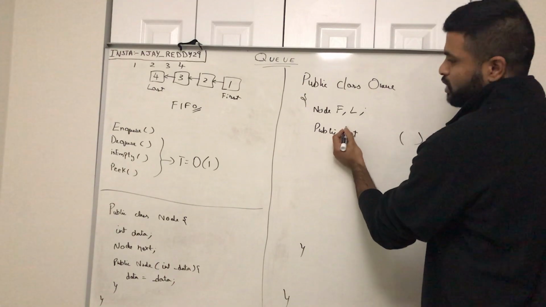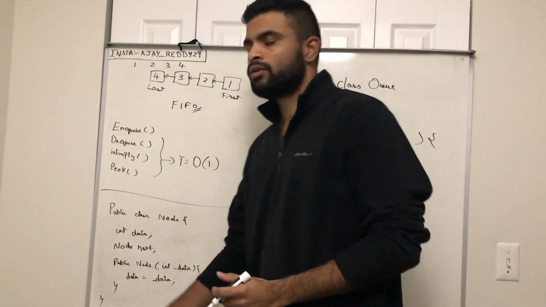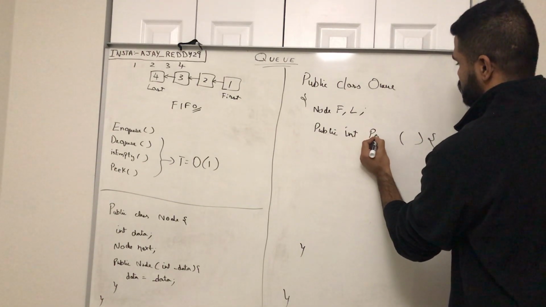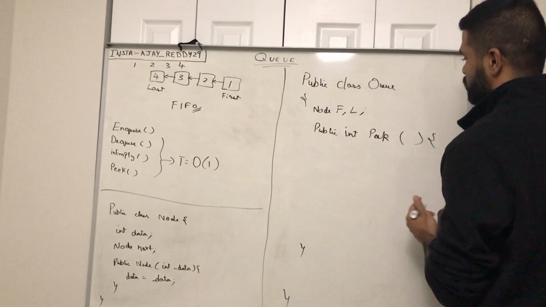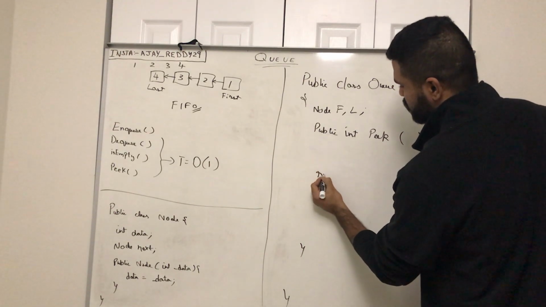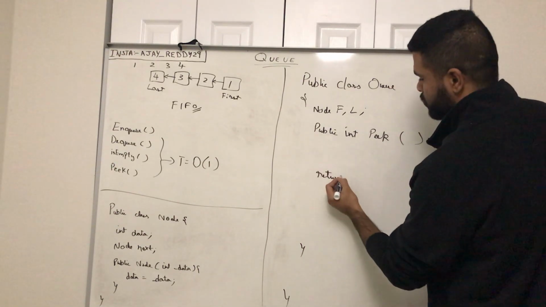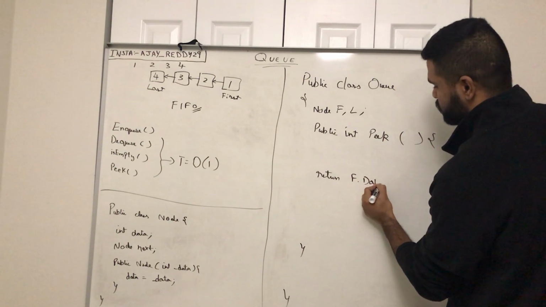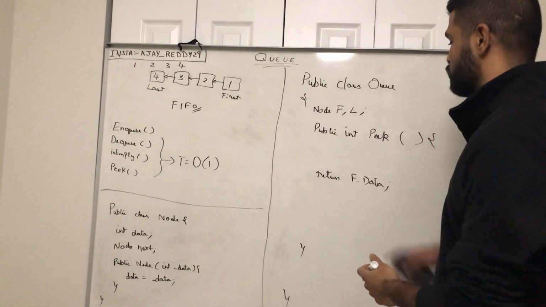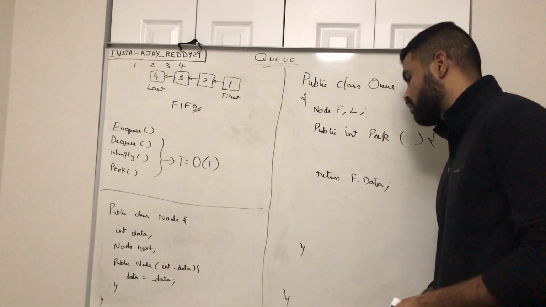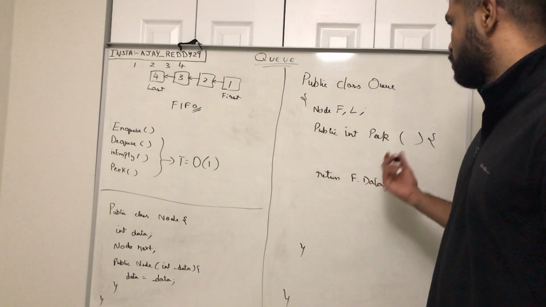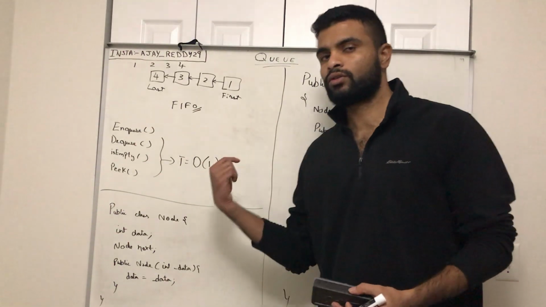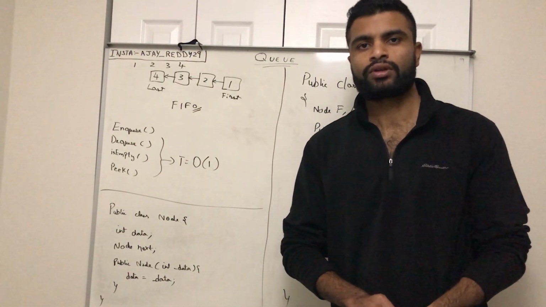Peek is nothing but we have to return the first element. So the return type would be int, the function name would be peek, and it will simply return first dot data. Where f is first, so it will just return first dot data. So that's our peek function. So that's it, friends. This is about the implementation of queue data structure using linked list.